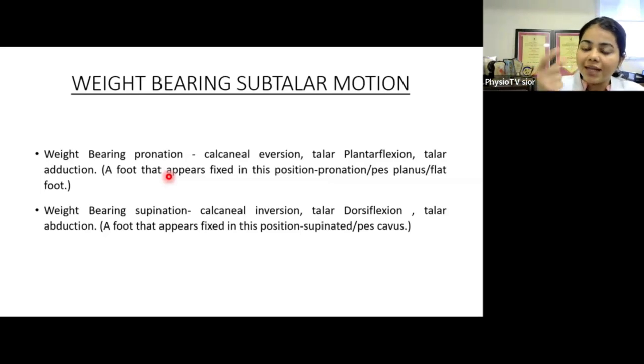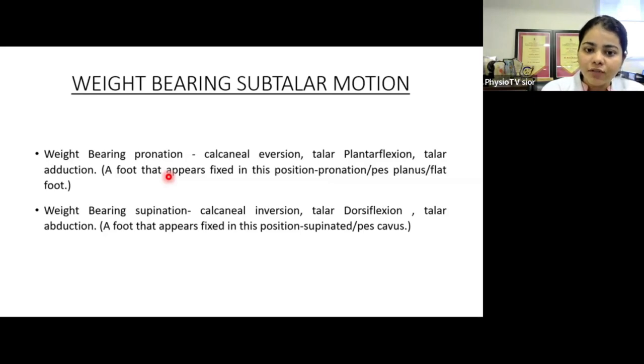So that is going to be done by the talus while the calcaneum remains fixed. So for weight bearing pronation, my movements are going to be similar for calcaneum, which is there is going to be calcaneal eversion. But in terms of plantar flexion, adduction, it's my talus which is moving. So that is going to be in the direction opposite to my calcaneum, opposite to the direction that happened in non-weight bearing. So it's calcaneal eversion, talar plantar flexion, and talar adduction. Whereas in non-weight bearing, we saw calcaneal eversion, calcaneal dorsiflexion, calcaneal abduction. Okay, so keep that in mind when we are talking about the weight bearing position.